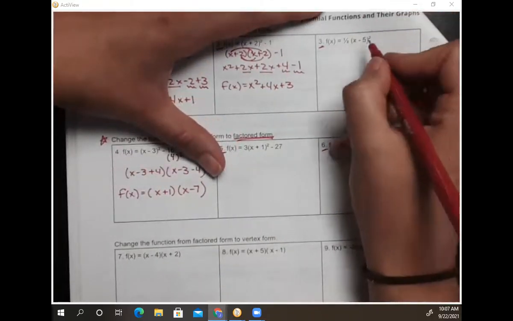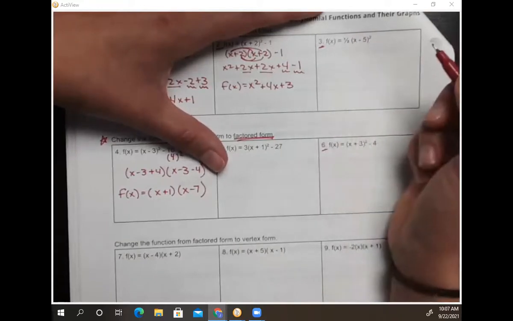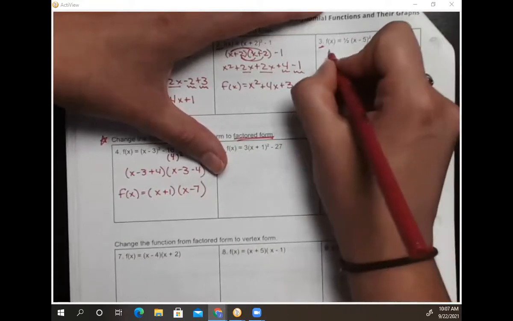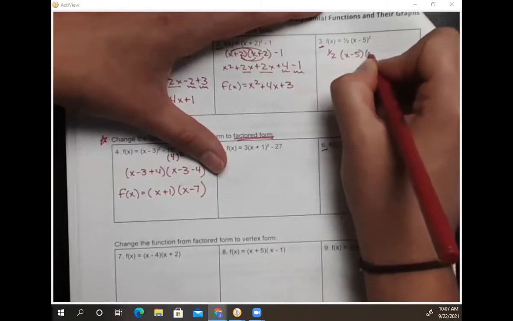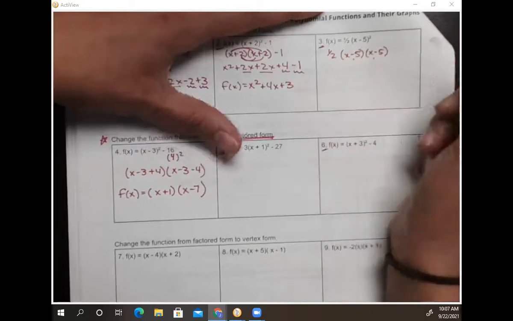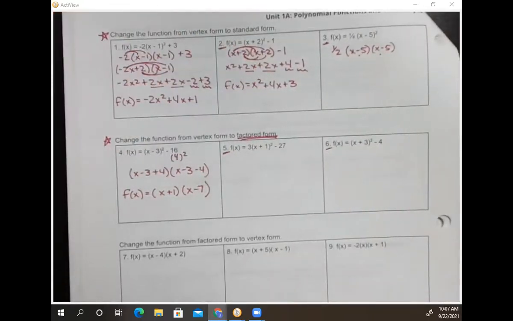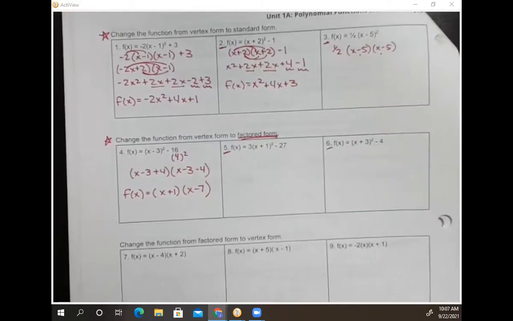For number 3, I'm actually going to do my distribution first and then multiply through by a half. You can, as I did in the other problems, multiply in the half first if you'd like. I'm going to choose to multiply x minus 5 and x minus 5 first, just because I don't want to have to deal with a fraction for another round of distribution. So I'm going to put the fraction off till the end.